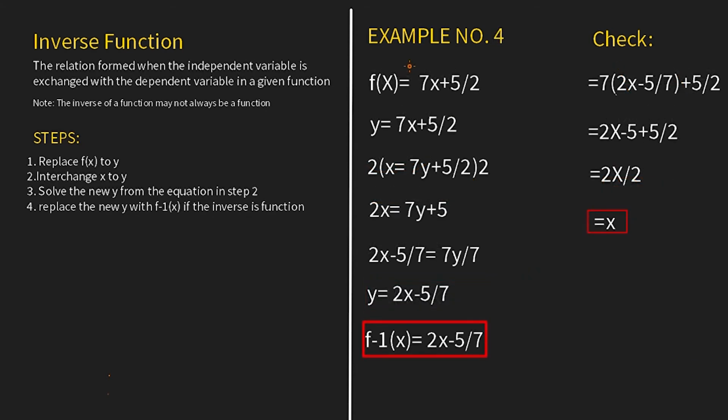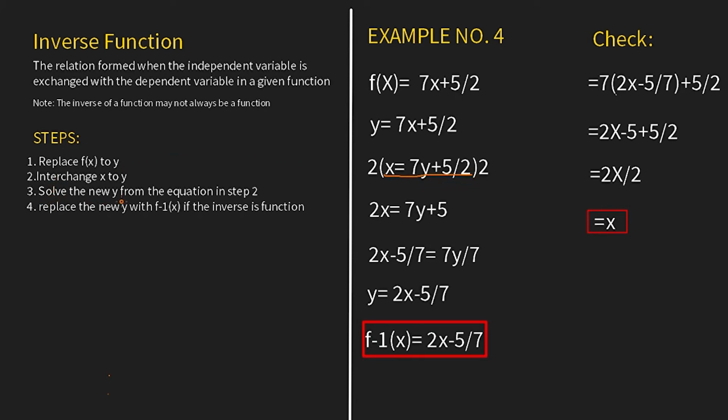We are on our fourth example, which is f of x is equal to 7x plus 5 over 2. Now let's not forget our steps. The first one is to replace f of x with y. So y is equal to 7x plus 5 over 2. Next, we interchange x and y. So we'll have x is equal to 7y plus 5 over 2.